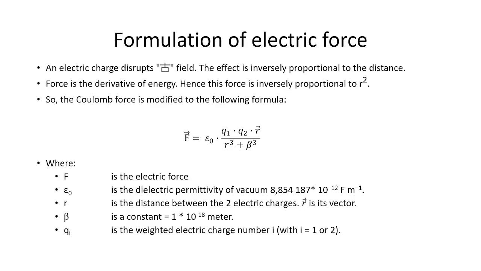F is the electric force, epsilon 0 is the dielectric permittivity of a vacuum. R is the distance between the two electric charges. R is its vector. Beta is a constant. QE is the weighted electric charge number i, Qi, with i equal to 1 or 2.